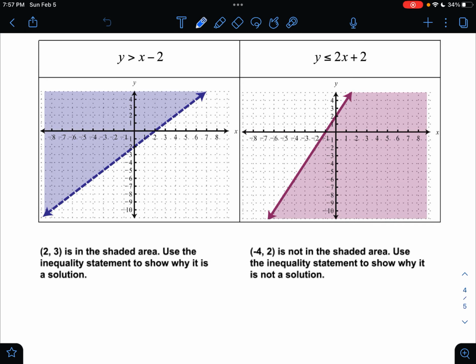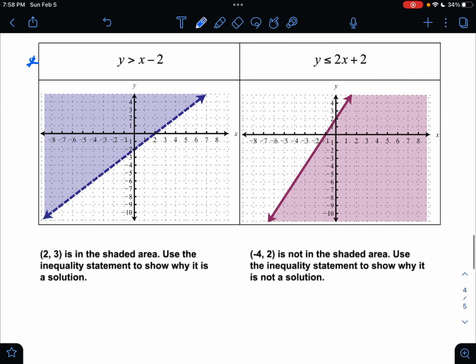All right, let's go ahead and practice this just a little bit more here with the last page. And so once again, we have our graphs, this time of the inequality. You'll notice that this first graph up here has y is greater than x minus 2. So you'll notice that the y-intercept value is negative 2. Its slope is positive 1, so you'll see this graph.